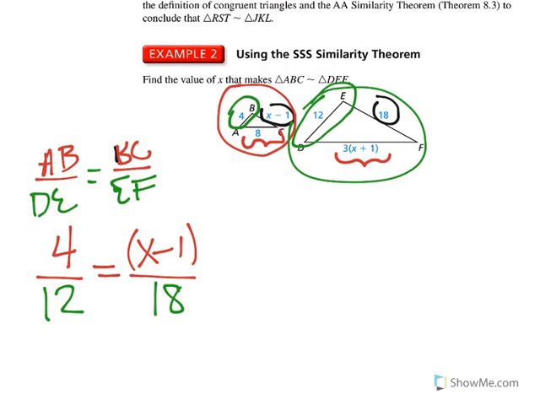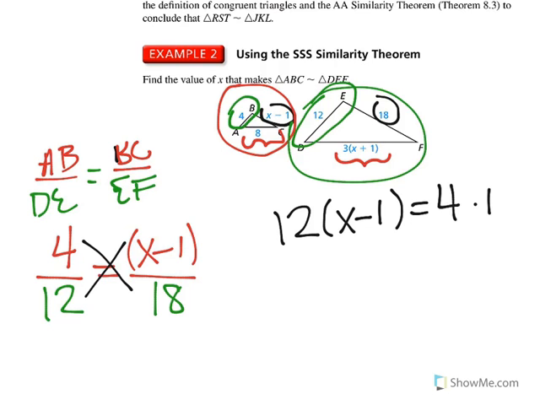Now that I have a proportion set up, I can cross multiply. Make sure that you actually set this up into an equation. I have 12 times (x minus 1), and that's going to be equal to 4 times 18. Then you solve this like a normal algebra problem.